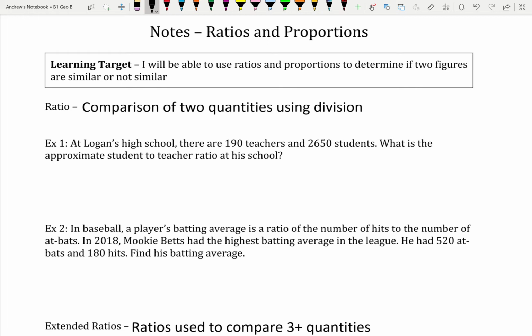So first things first, what the heck is a ratio? A ratio is a comparison of two quantities using division. If you're into baking or cooking, you might say that for this recipe, your flour to water ratio needs to be 2 to 1. It's basically just a way to relate quantities.